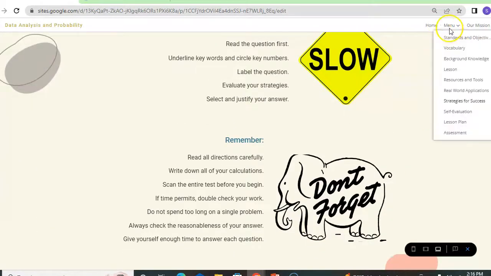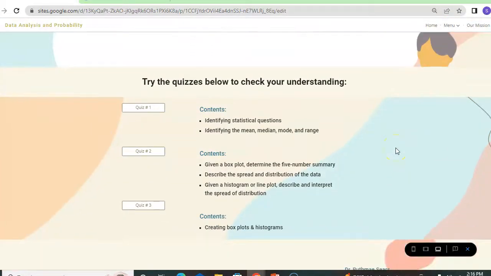Next, use the Self-Evaluation tab to take quizzes. We have provided 3 quizzes for you that help to test your knowledge of the lesson. Each quiz has been organized by content and will provide you feedback in real time.